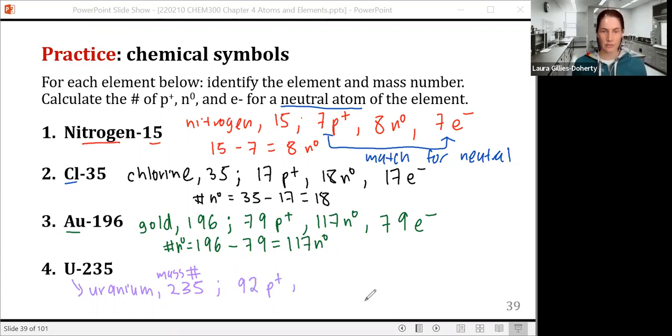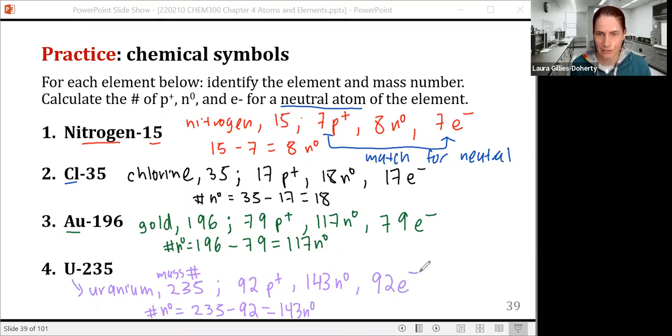If we want to figure out the number of neutrons in this isotope, in this atom of uranium, we take the mass number because that's the protons plus the neutrons, and we subtract out just the protons. So 235 minus 92. This is to calculate our number of neutrons. 235 minus 92 gives us 143 neutrons. And now the number of electrons. Again, we want a neutral atom, so our number of protons and electrons has to be equal. So we're going to have 92 electrons.